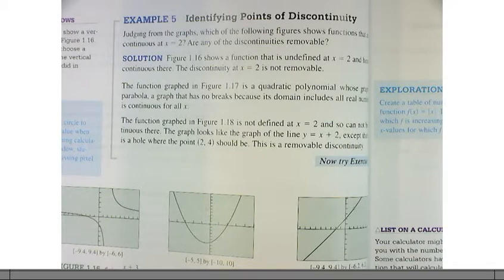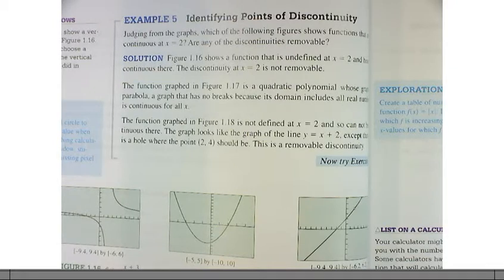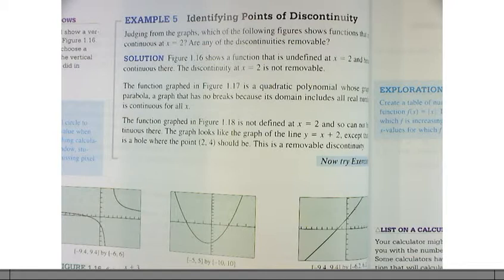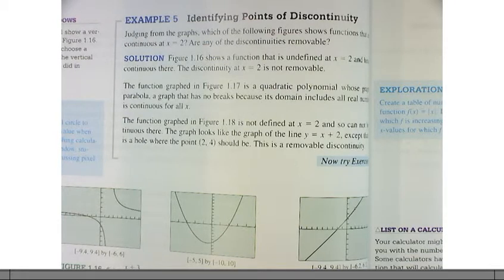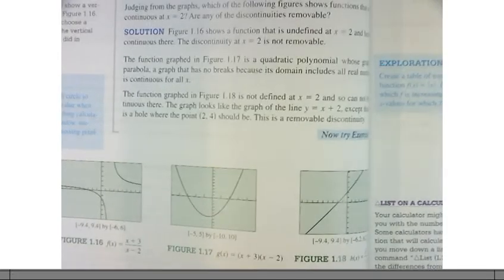Number 5, it says, judging from the graphs, which of the following figures shows functions that are continuous at x equals 2? So we talked about a continuous function in general, right? But now we're going to specify where we want the function to be continuous at. And they've given us 3 graphs. And so we've got to determine whether or not it's going to be continuous.